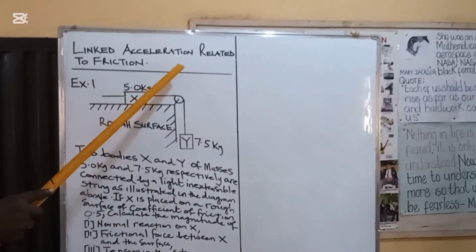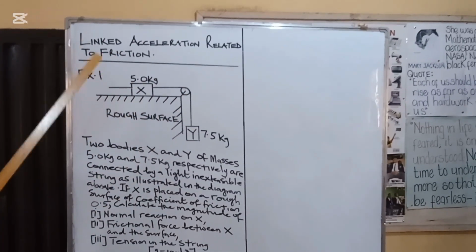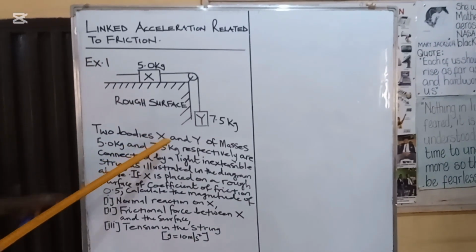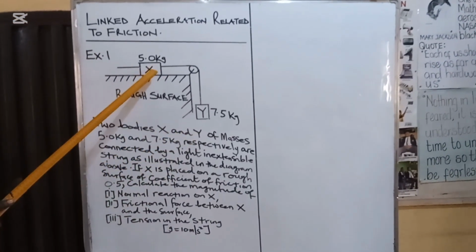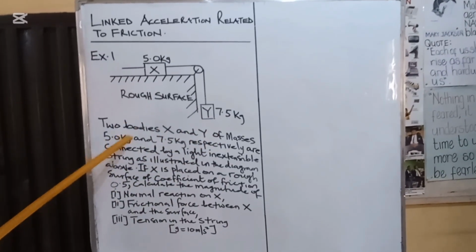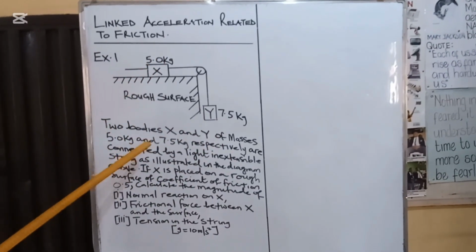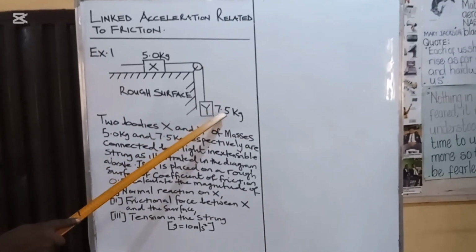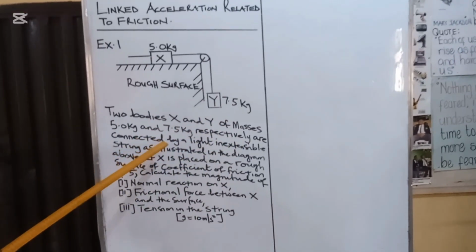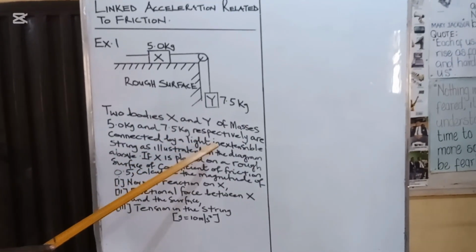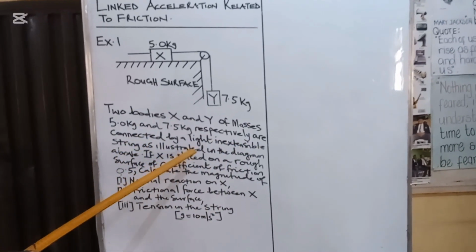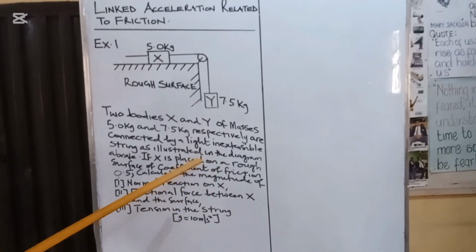Lift acceleration related to friction. We have example 1. Two bodies, x and y, of masses 5.0 kilogram and 7.5 kg respectively are connected by a light inextensible string as illustrated in the diagram above.